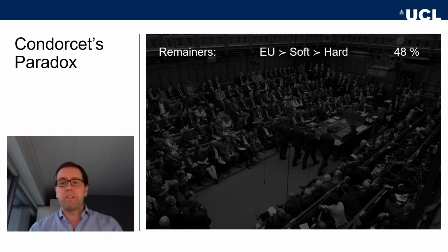But for simplicity's sake, let's say in Parliament there were about 48% Remainers at the time. Remember, this is before the 2019 election. So 48% Remainers, and perhaps their preference ordering looks something like this. They would prefer to remain in the EU over a soft Brexit, over a hard Brexit, something like no deal, or the scenario that we're facing now.